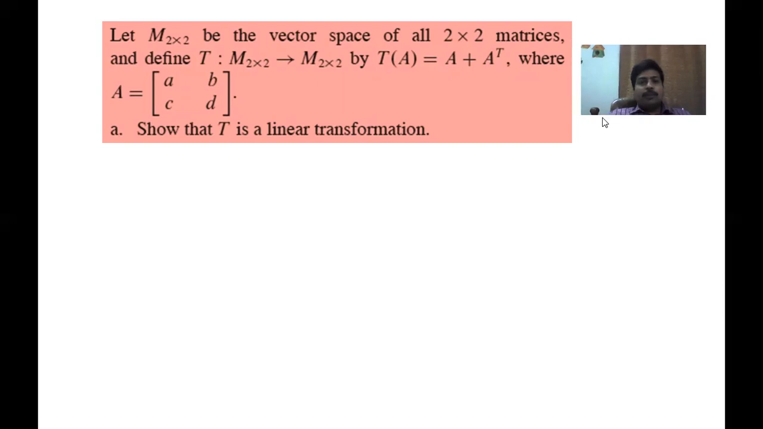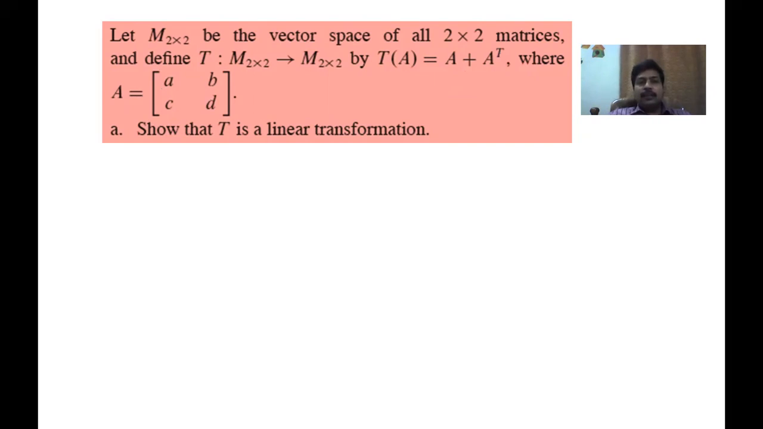So let us do some more problems. This is another problem. Let M 2 by 2 be the vector space of all 2 by 2 matrices, and define T as a mapping from M 2 by 2 to M 2 by 2 by T of A is equal to A plus A transpose, where A is equal to the matrix A, B, C, D. Show that T is a linear transformation.